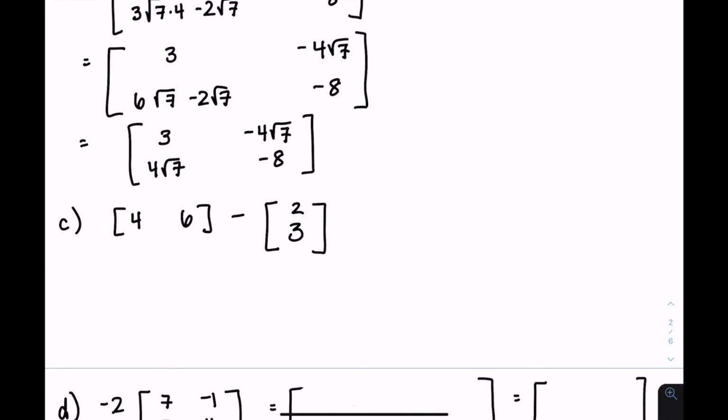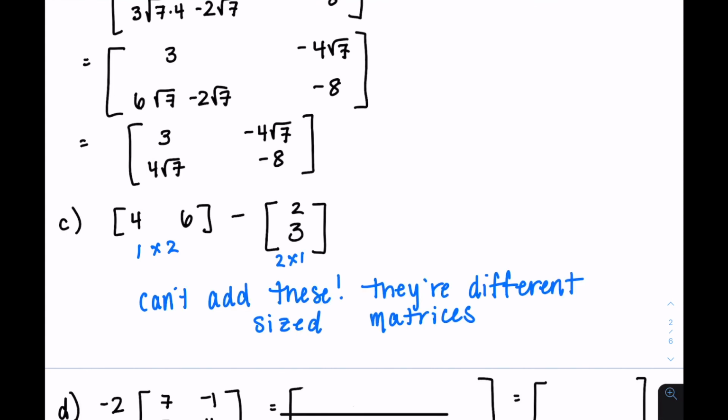But here we have a bit of a problem. So this is a 1 by 2 matrix, and this is a 2 by 1. So we can't actually add or subtract these. They're different size matrices. So this operation we can't do.